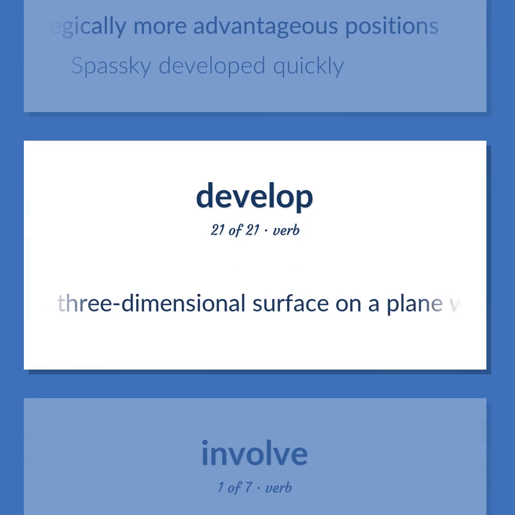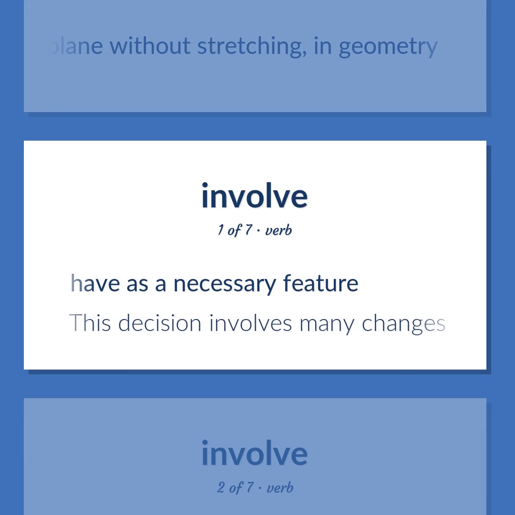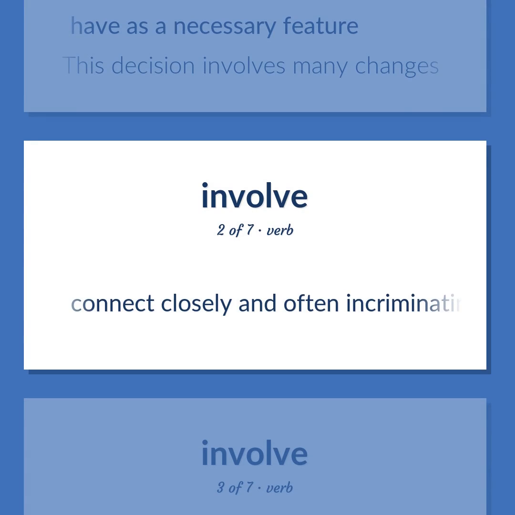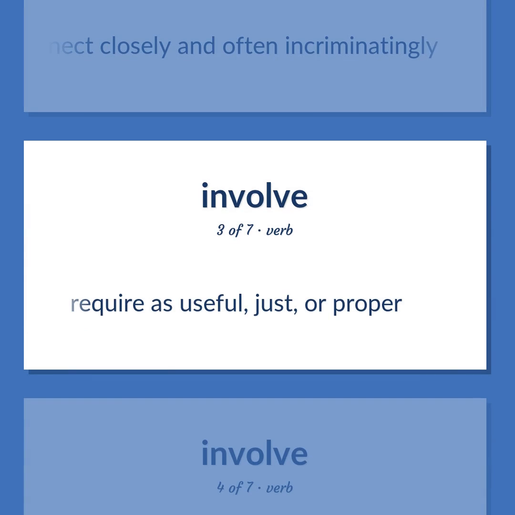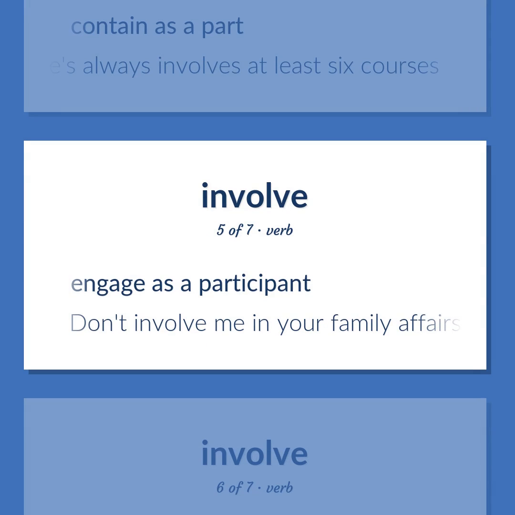Superimpose a three-dimensional surface on a plane without stretching, in geometry. Have as a necessary feature. This decision involves many changes. Connect closely and often incriminatingly. Require as useful, just, or proper. Contain as a part. Dinner at Joe's always involves at least 6 courses. Engage as a participant. Don't involve me in your family affairs.